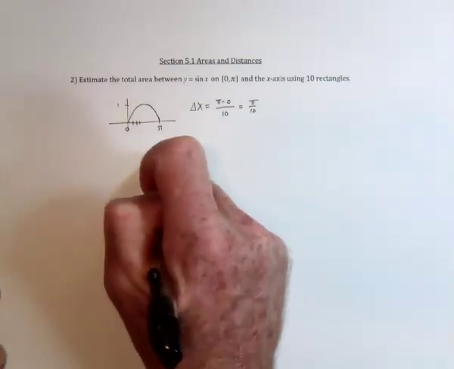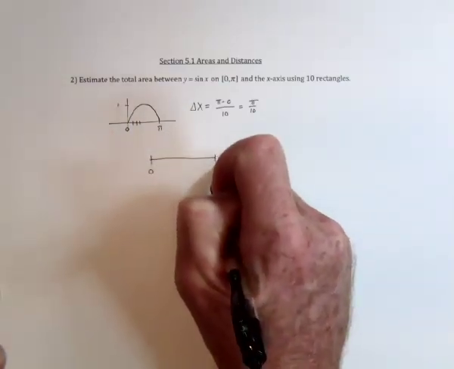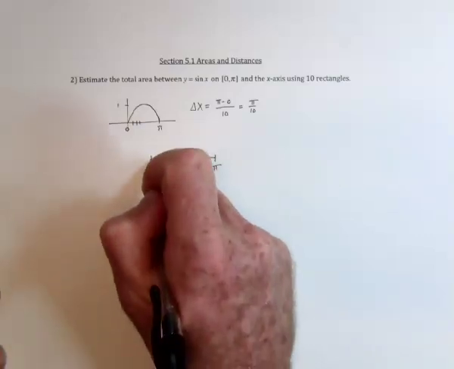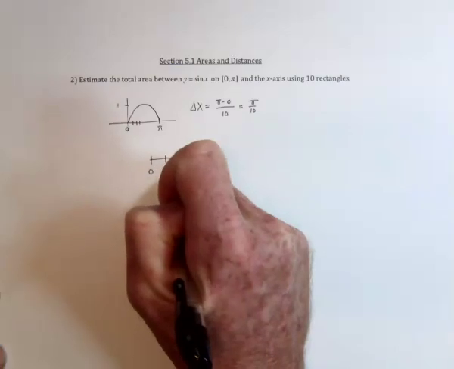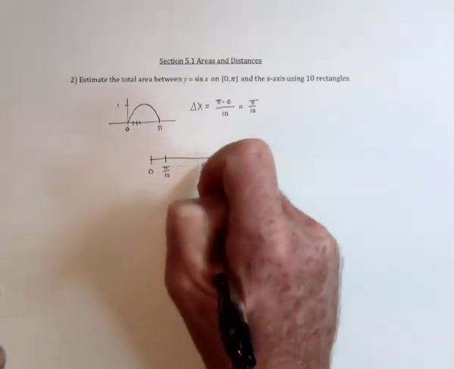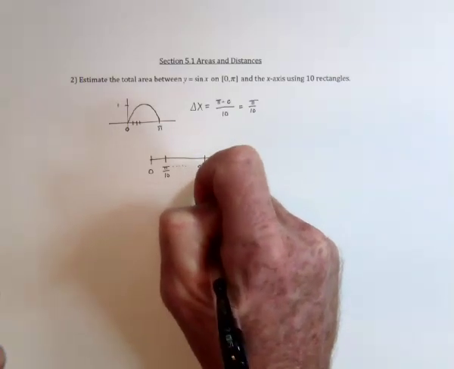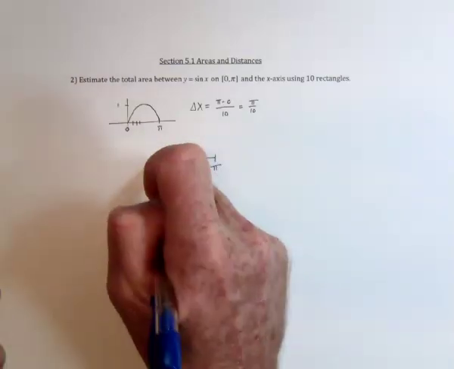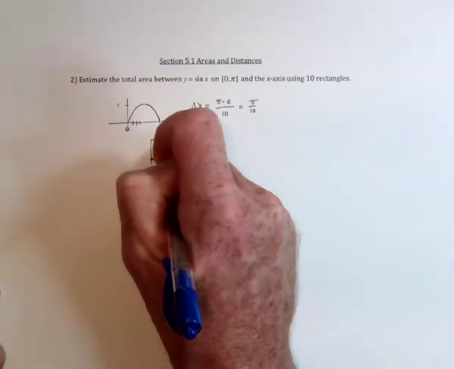So what I like to do is exaggerate or blow up the interval. And I need to know, where do I start and where do I stop? So this first one would go from 0 to pi over 10, etc. And then this one, since we're going in tenths, would be 9 pi over 10. And then the rectangles would have a width of pi over 10, and then you go up and make a rectangle.